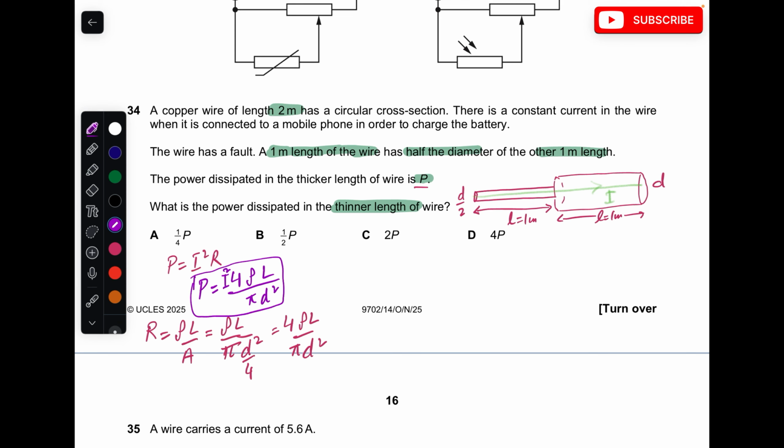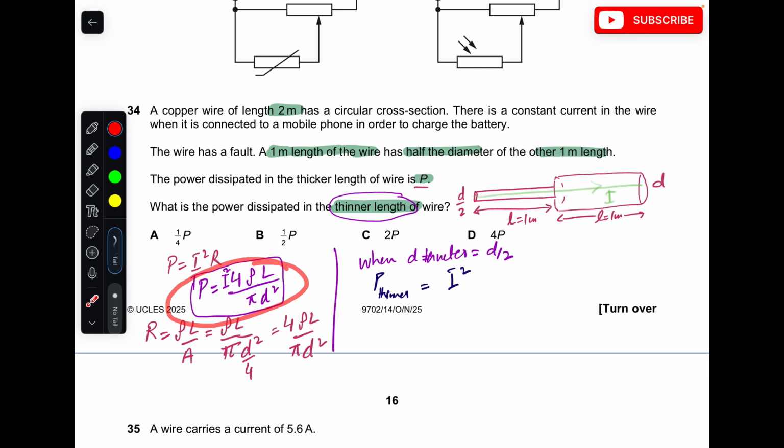Now we have to find it for the thinner wire, so when the diameter is D by 2, things will change. Let's call it P of the thinner wire. The current will be the same. I'm going to copy this relation for it. The current is the same, 4 is constant, the resistivity of the material is the same, the length is the same, pi is a constant, and the diameter will be d over 2 instead of d.